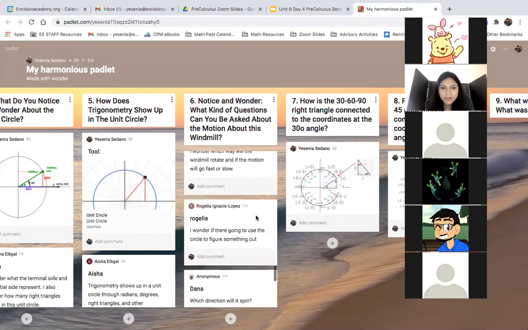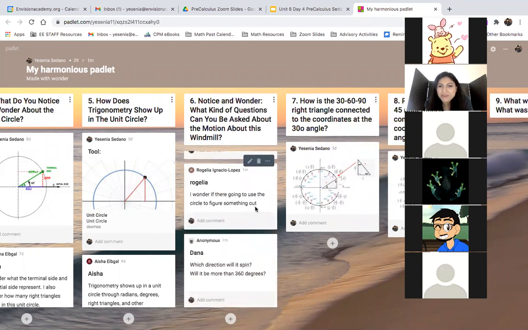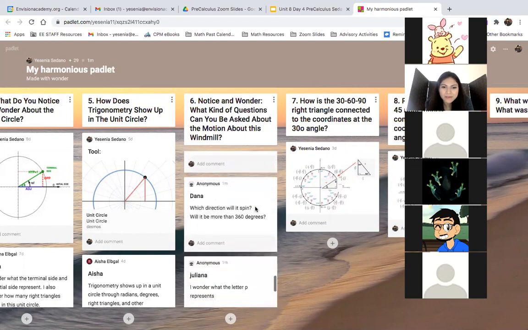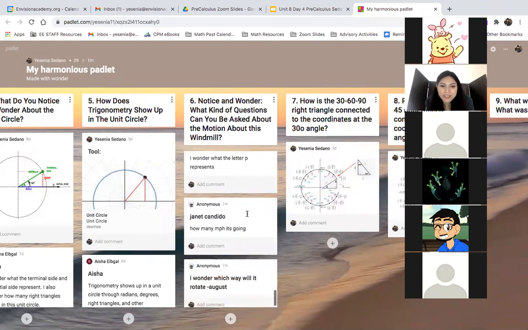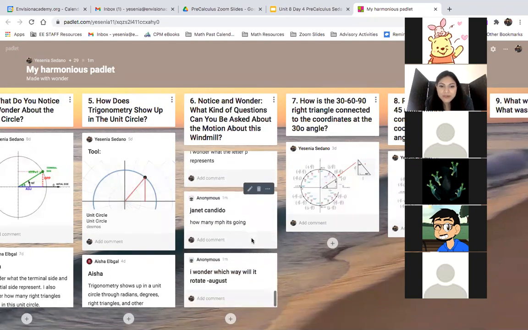And let's see if there's anything different. Yeah, we're wondering if we're going to use the circle to figure something out. I like this one too. Will it be more than 360 degrees? So are we going to be doing over 360 degrees? It depends: if the windmill rotates more than once around, then you're going to be talking about more than 360 degrees. And then miles per hour it's going.